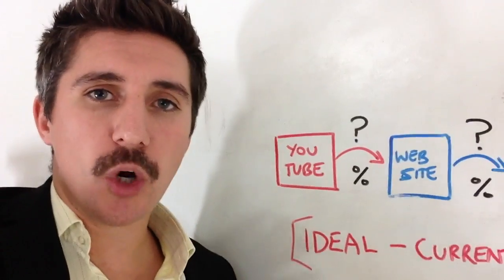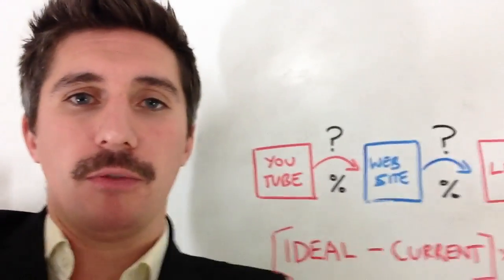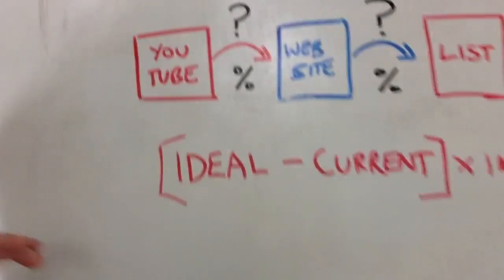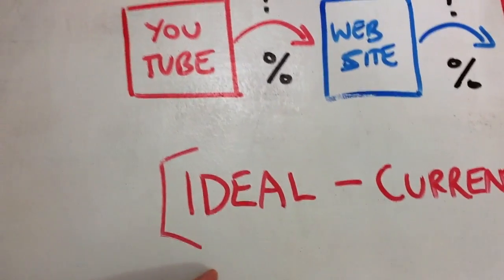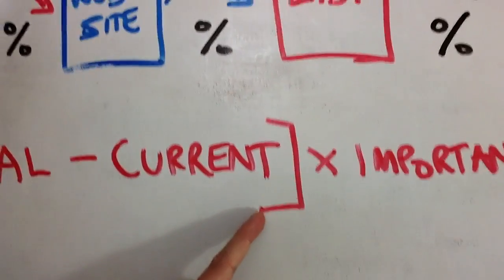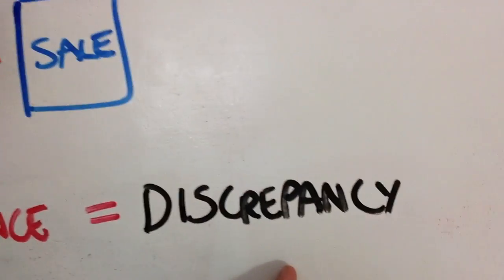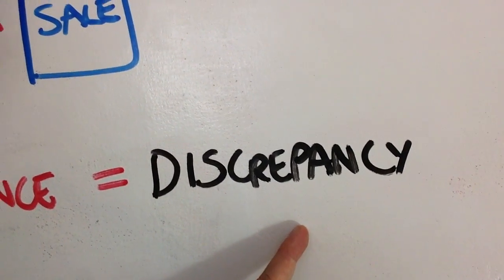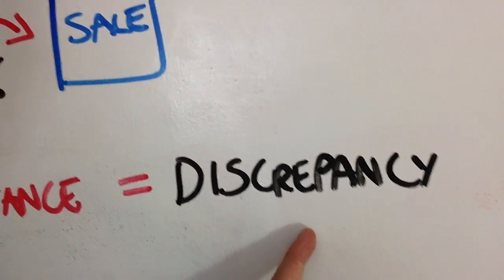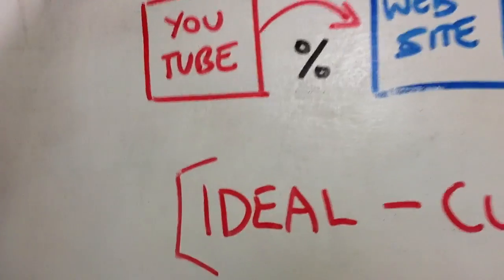Now, the way to work out where you need to focus on next is using this formula. And I'm going to turn the phone round for you just so you can see this nice and clearly. This formula goes (ideal minus current), in brackets obviously, times by importance equals discrepancy. And the higher the discrepancy score, the more important it is to work on right now. Let me walk you through this and show you how this works.